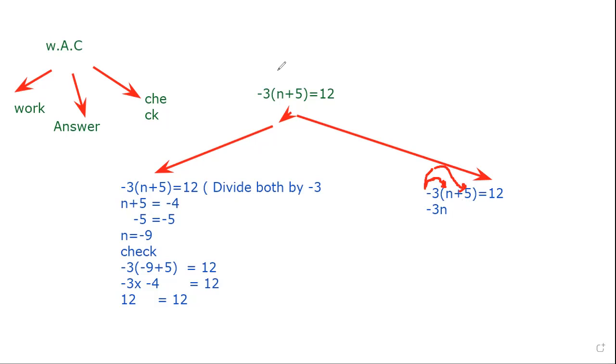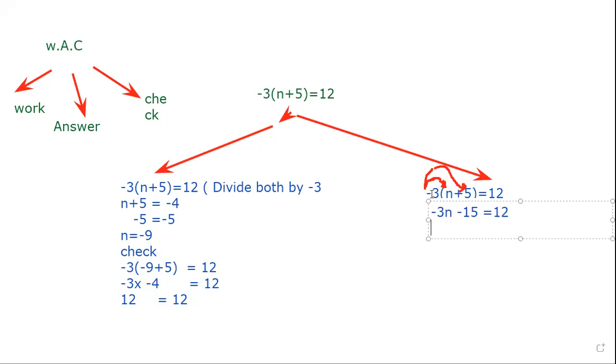So the answer will be negative 15. Then it's negative 3 times n, it will be negative 3n. Negative 3 times 5, it will be negative 15. And this is equal 12.